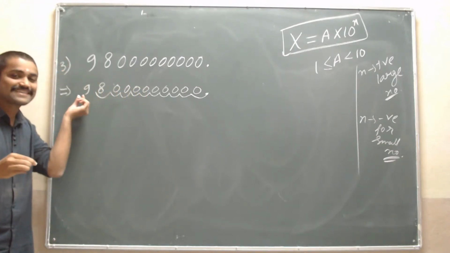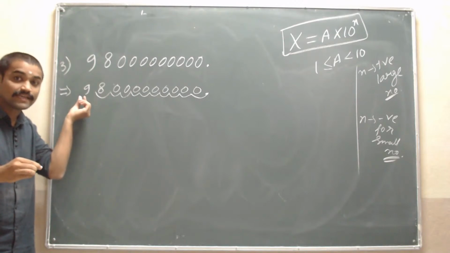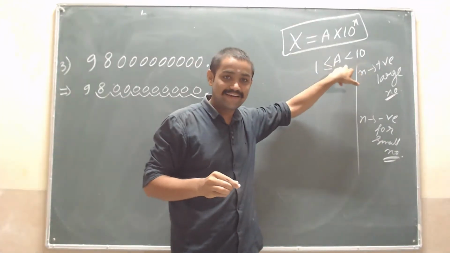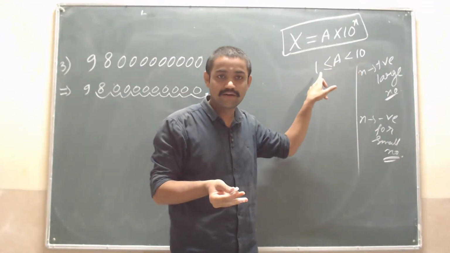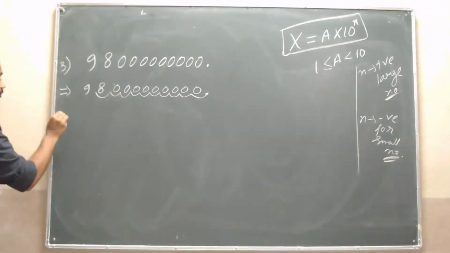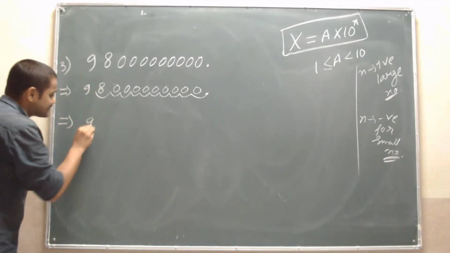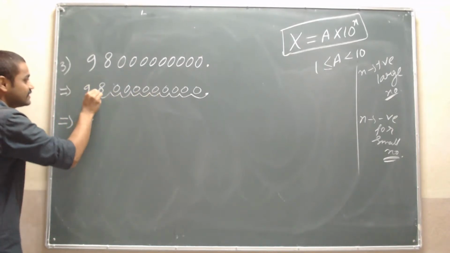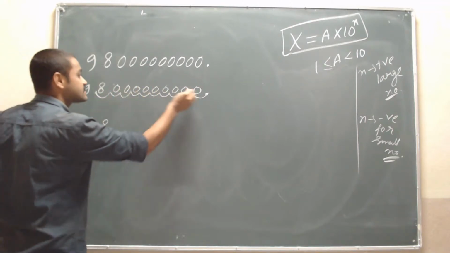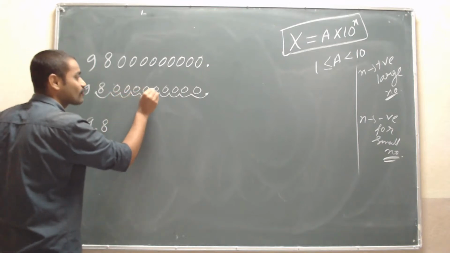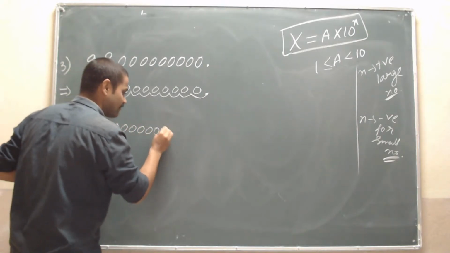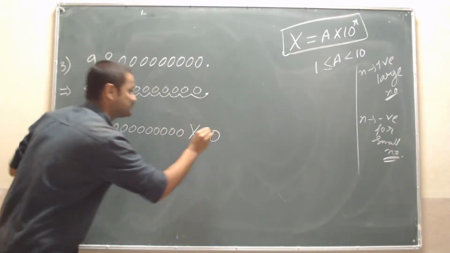Up to what number? Sir, up to here. See here, 9 is less than 10. A value must be less than 10 and equal to 1 or less than 10. Now, as it is rated, that is decimal point element. So I will put here 9.8. And as it is these zeros, 1, 2, 3, 4, 5, 6, 7, 8, 9, into 10.